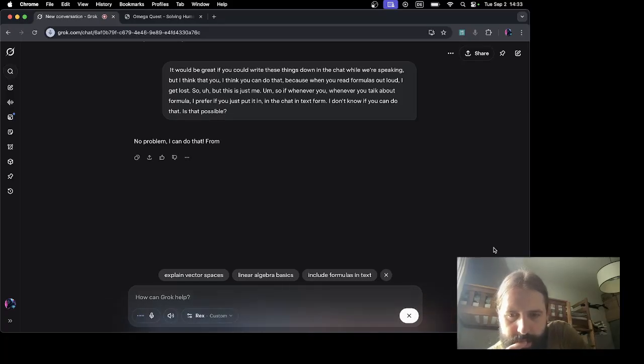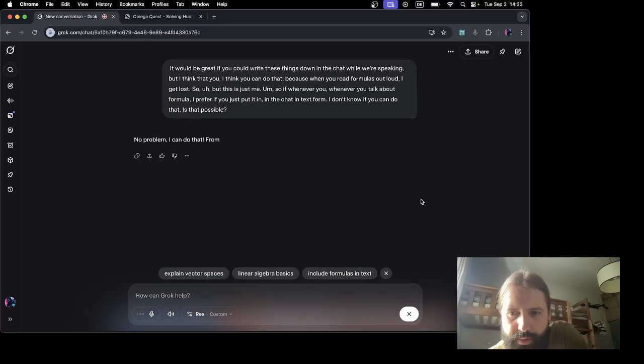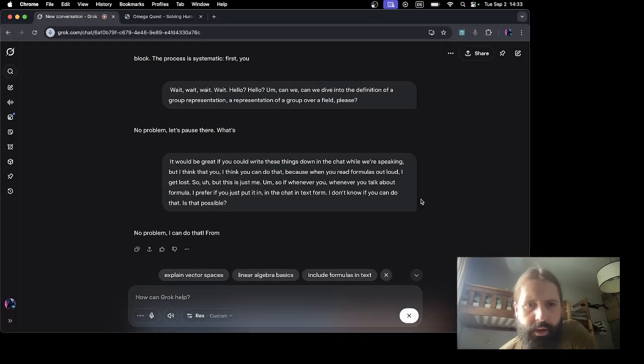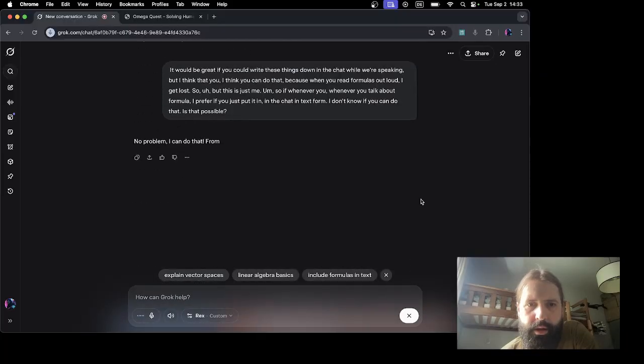No problem at all. I can definitely write formulas in text form in the chat while we talk, so you can see them without me reading them aloud. That way, you can follow along visually and not get lost. I'll keep the explanations conversational and put any formulas or math right here in the text for clarity.